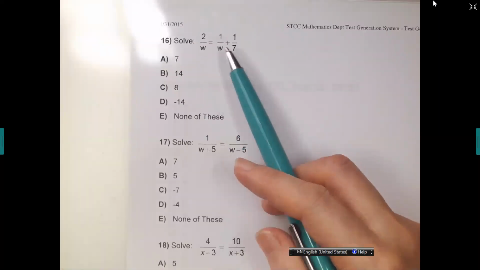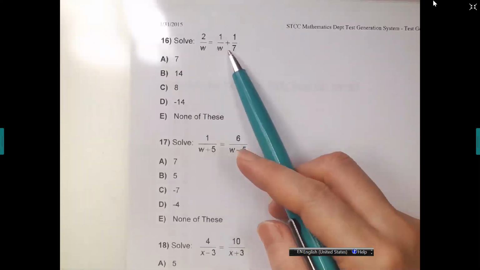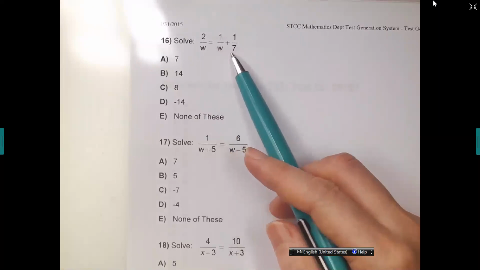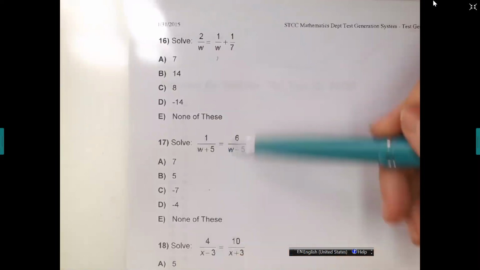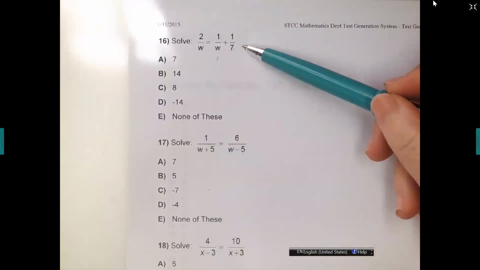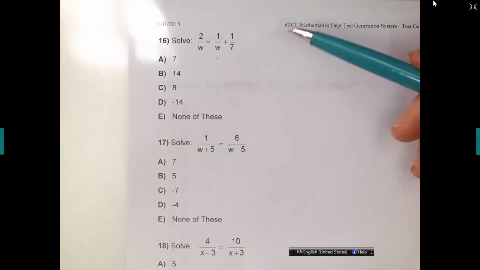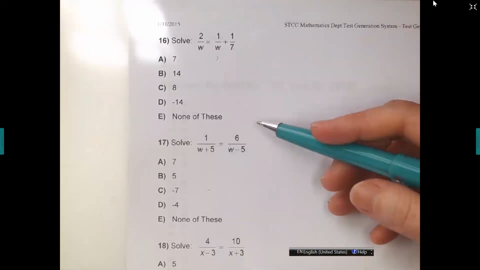How do we solve this? Look for the LCD, multiply everyone by the LCD. The 17 here, cross multiply. So they're kind of repeating. To save time, I'm not doing this in front of you. If you want, you can do the practice by yourself.